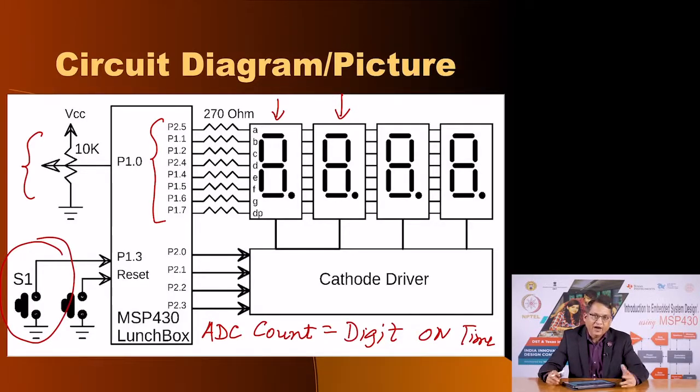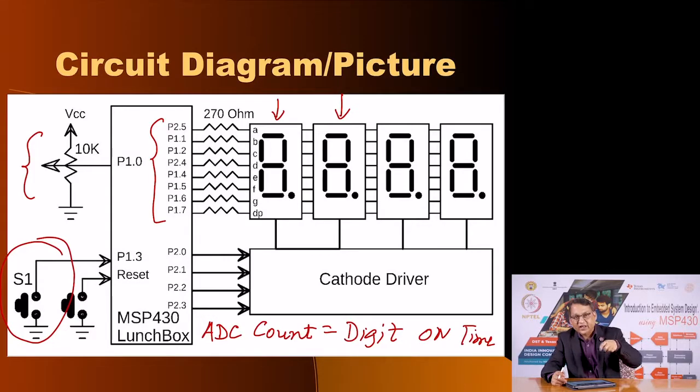Now, how do you handle such? So, there are 3 activities going on, if you see. One activity relates to reading the ADC value and using the count result of the ADC to change the rate of refresh, meaning if the ADC value is 1, the time for each display is 1 millisecond.